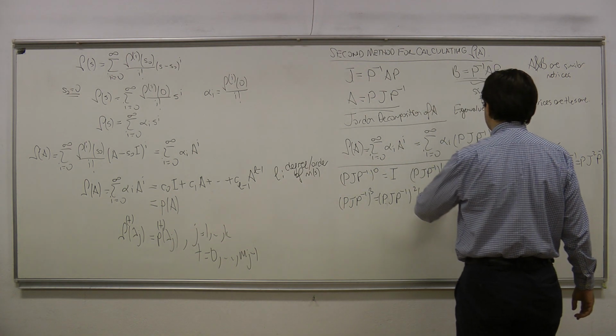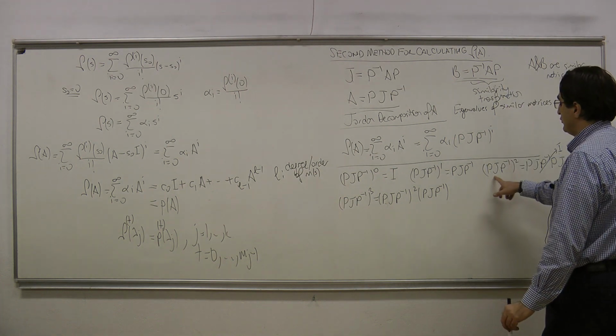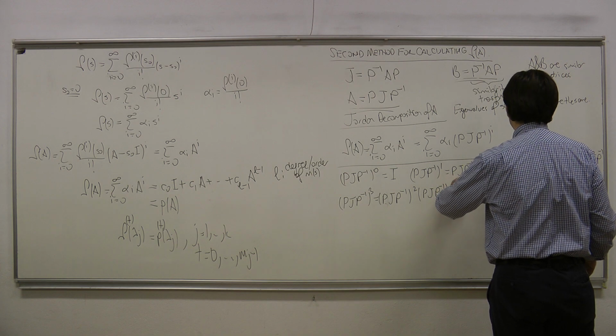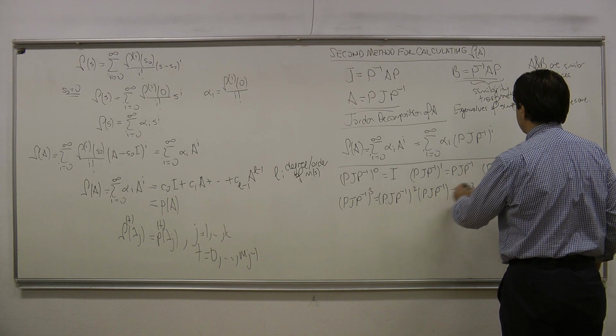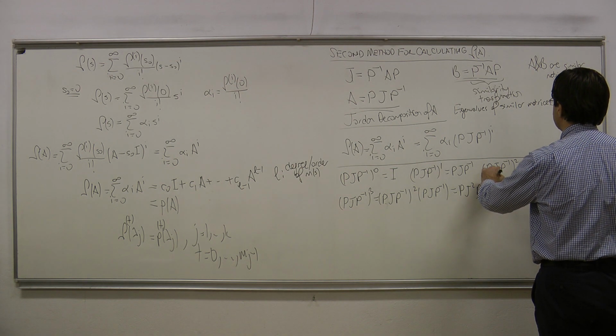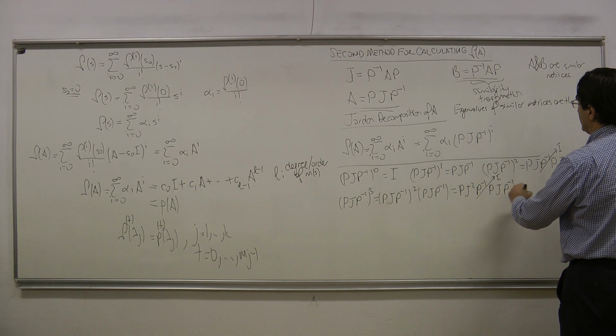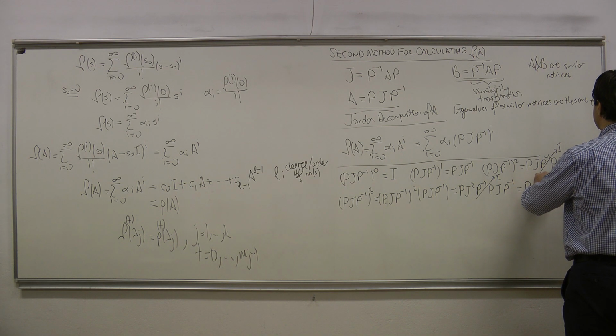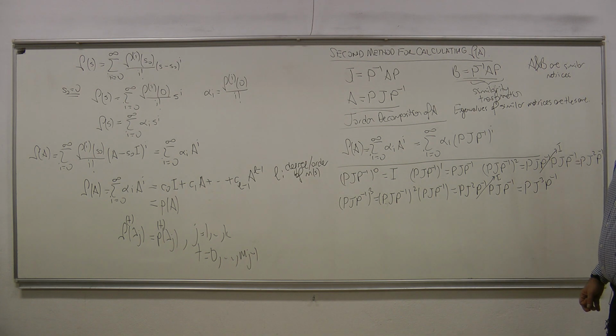Okay? So here (PJP^-1)^2 is this matrix. So I have PJ^2P^-1 times PJP^-1. Okay? And this is again the identity, and I would have J squared times J, which is J cube, P times J cube times P inverse. Okay? So we see here that we can actually generalize this property.